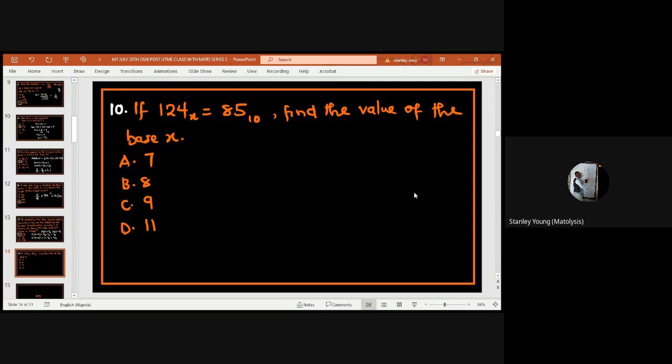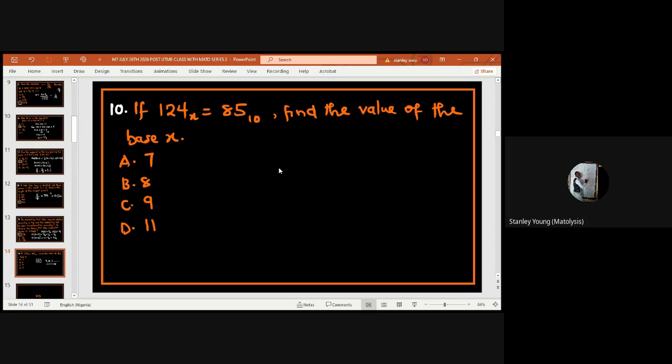As a candidate in an exam, one thing you need to know is that when you are going from a higher base like base 10 to a lower base like base 9, base 8, base 7, the number we get is going to look bigger. It goes bigger.